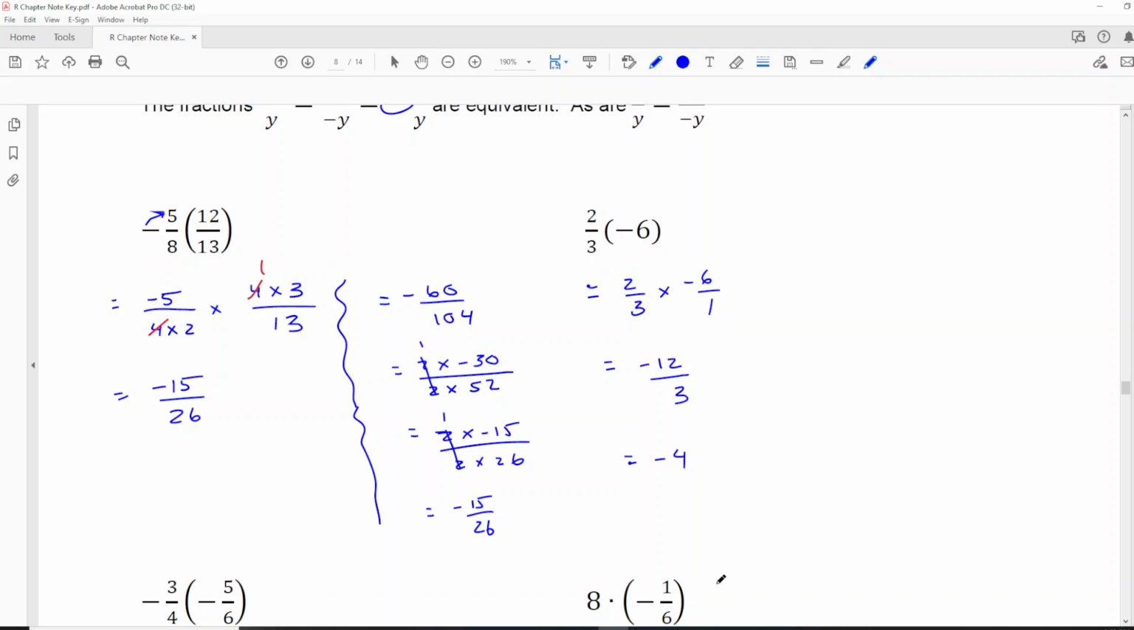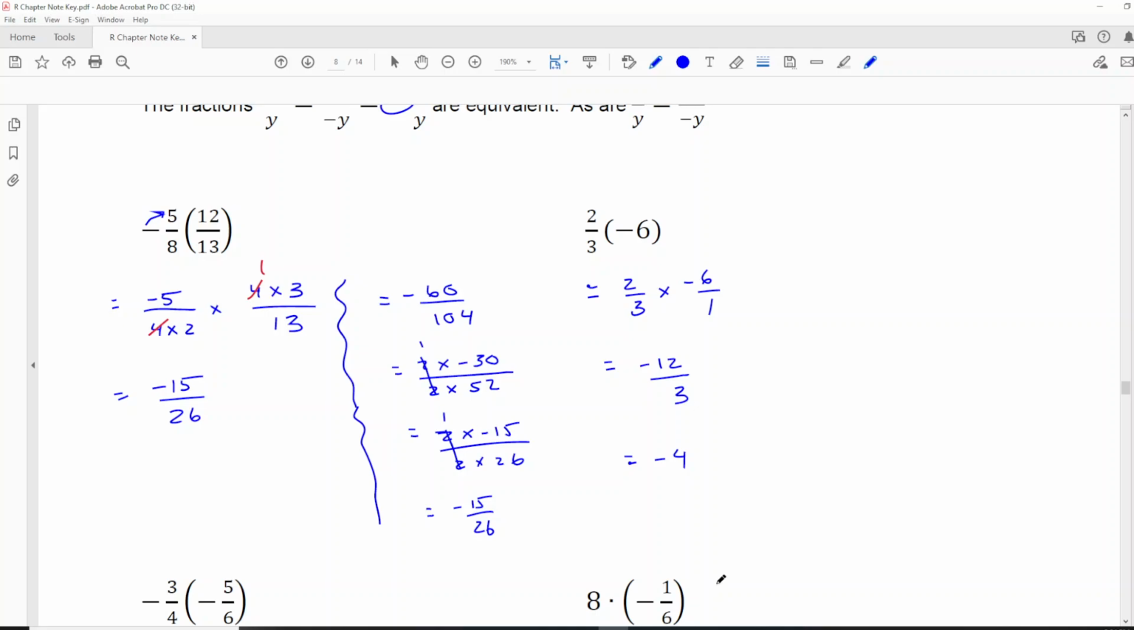And if you're wanting to check these with a calculator, fraction skills are very important, especially when we get to chapter 6. But if you want to see if you're doing it right, how do you plug that in? Well, 2 over 3 is the same as 2 divided by 3 times negative 6. That gives me negative 4. How would I plug this first one in? Well, negative 5 divided by 8 times 12 divided by 13. I get this gross decimal, like negative 0.57692. But I could plug in negative 15 divided by 26 to see if I get the same answer, right? That's how I could check to make sure that I've done it correctly.